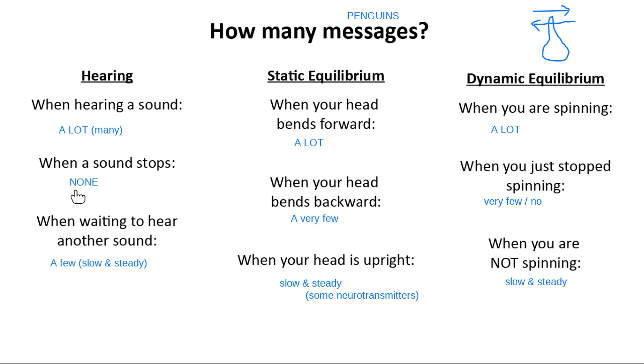So Fanshin had a good clarifying point for us here. I'll put it in a little box for us. The only one that really completely stops, where we have no neurotransmitters spitting out, is in the process of hearing. With static equilibrium and dynamic equilibrium, when we just finished doing something with the spinning, or when our head's going backwards the opposite way, we'll slow our rate of messages down significantly. With hearing, we absolutely cut it off. No neurotransmitters.